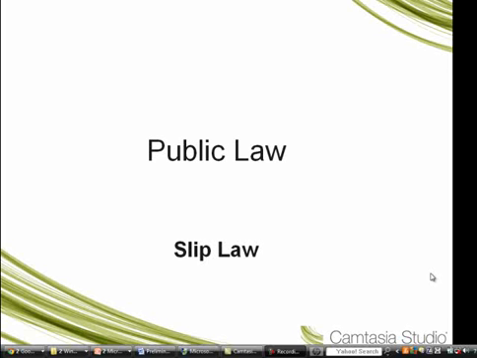Public law. Before delving into a discussion of public law, it's germane to discuss briefly the stages of the lawmaking process. Slip law. Public and private laws originate as slip law. Slip law is the first print version of the individual law.